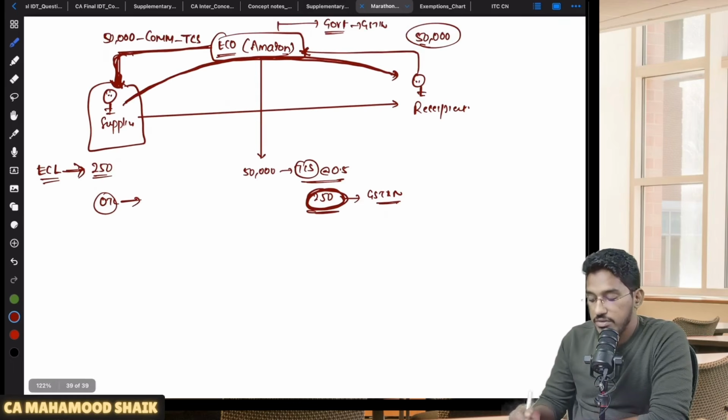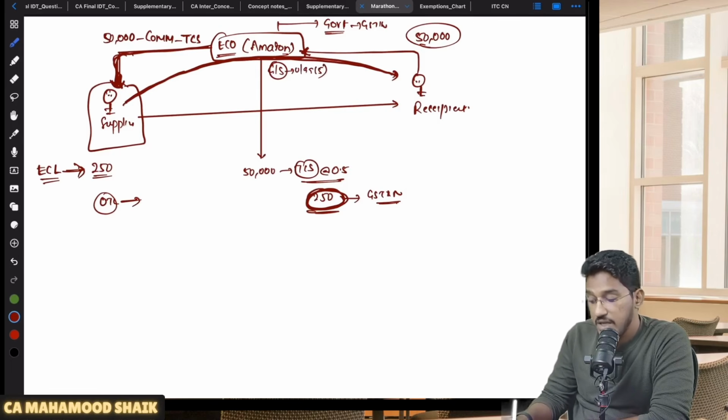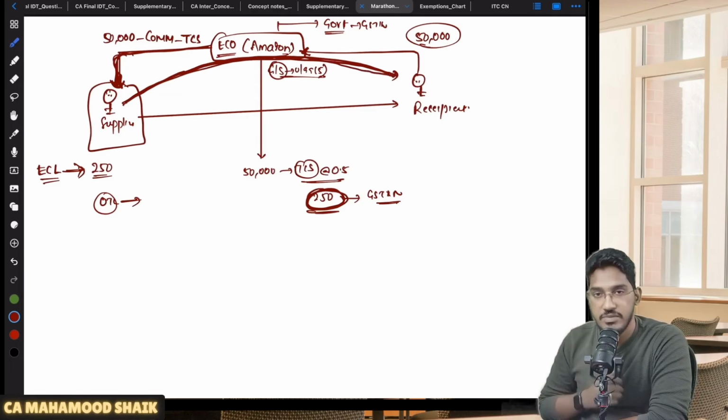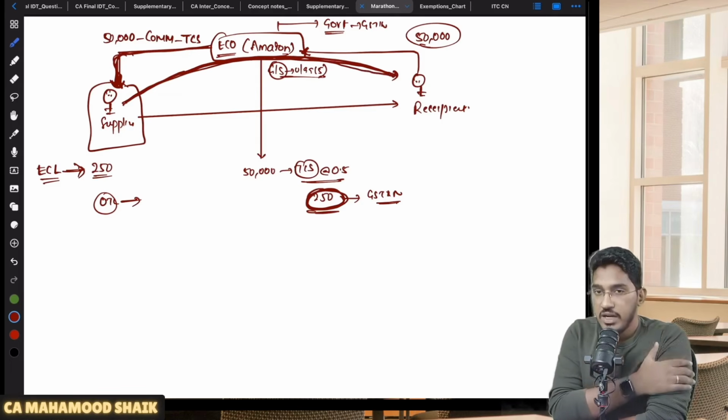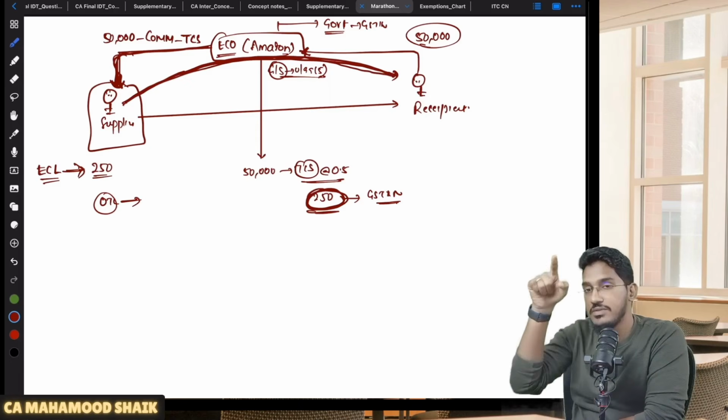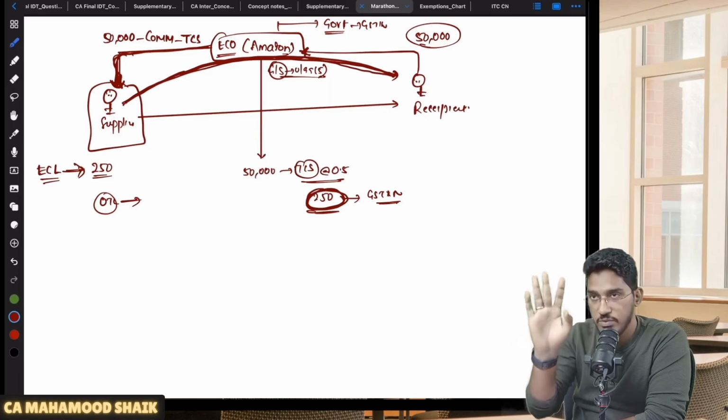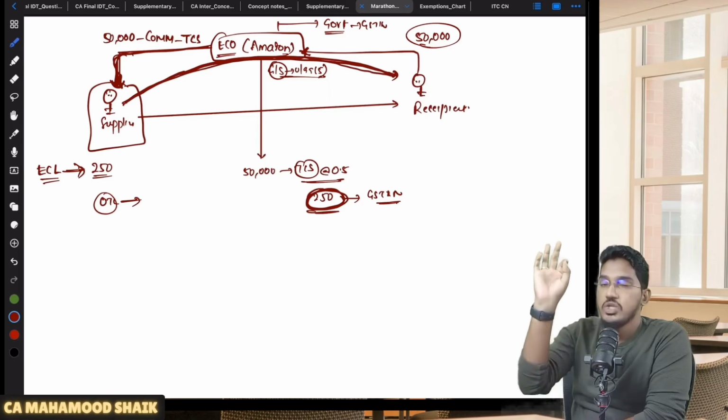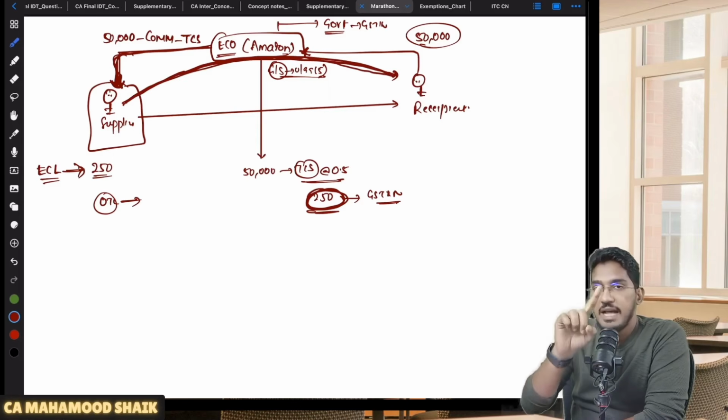Whenever a supplier is making the supply of goods or services, not just goods, even if services are getting supplied through an e-commerce operator, but services other than those notified under section 9(5), on that only TCS will be collected. What are the services notified under 9(5)? We have already covered that in the charge of GST chapter. I told you 6. Initially 5 used to be there, 1 was added to the list recently. So 6 services are there. On those 6 services, if supplied through the e-commerce operator, TCS will not be collected.